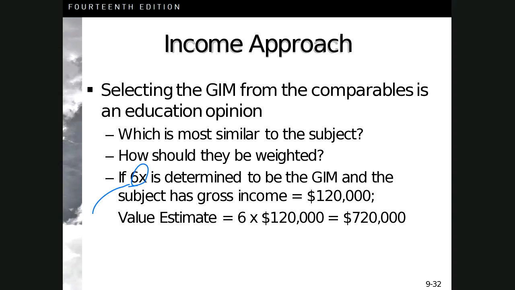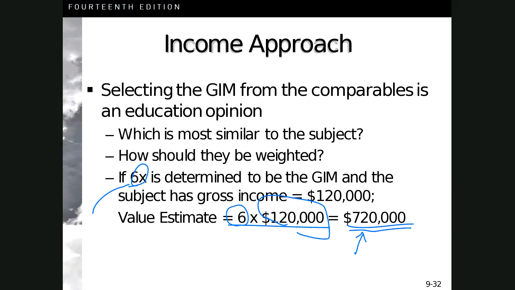So are they in the same neighborhood or just in the same MLS area or in the same zip code and everything? So here we're talking about, suppose we know that the 6 times is the proper GIM and the subject has a gross income of 120, okay, then what you need to do is simply multiply the 6 times to the 120 grand, and you are going to get the sales price or the value, and that should be 720.